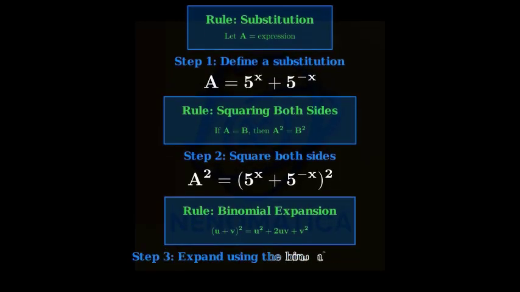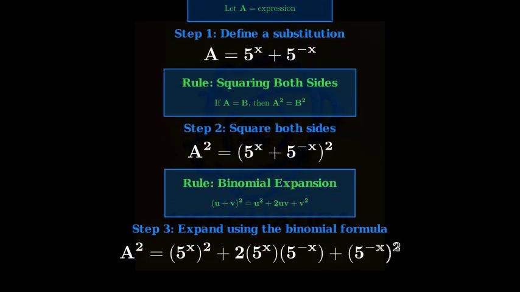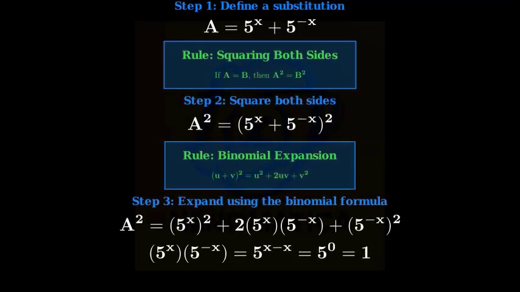When we square a binomial in the form of a plus b, we get a squared plus 2ab plus b squared. So a squared equals 5 to the power of x squared, plus 2 times 5 to the power of x times 5 to the power of negative x, plus 5 to the power of negative x squared. We can simplify the middle term.